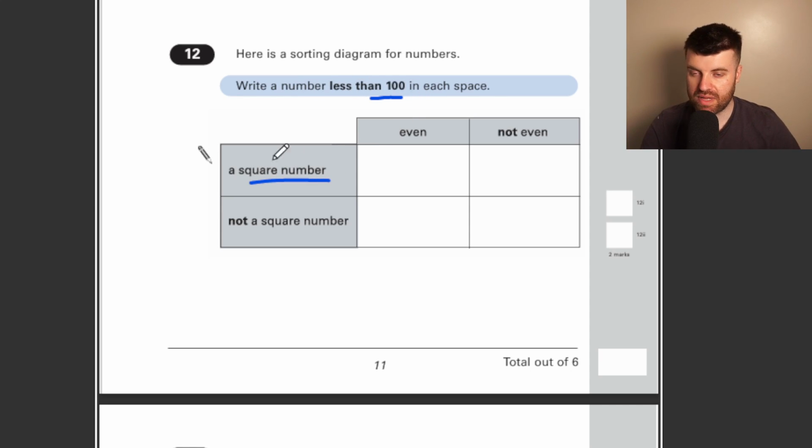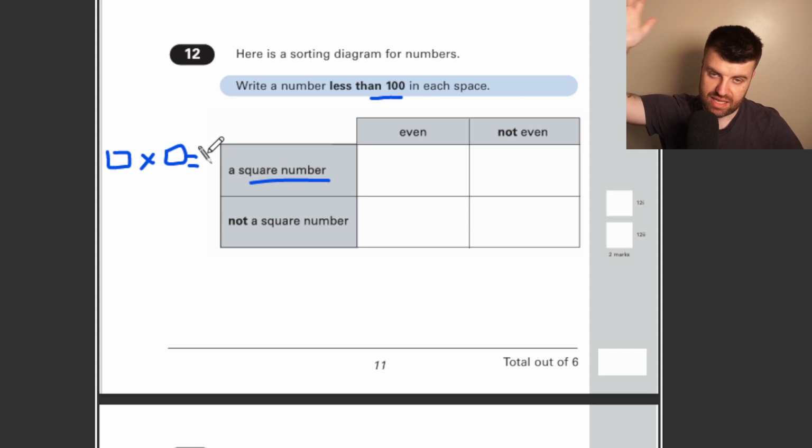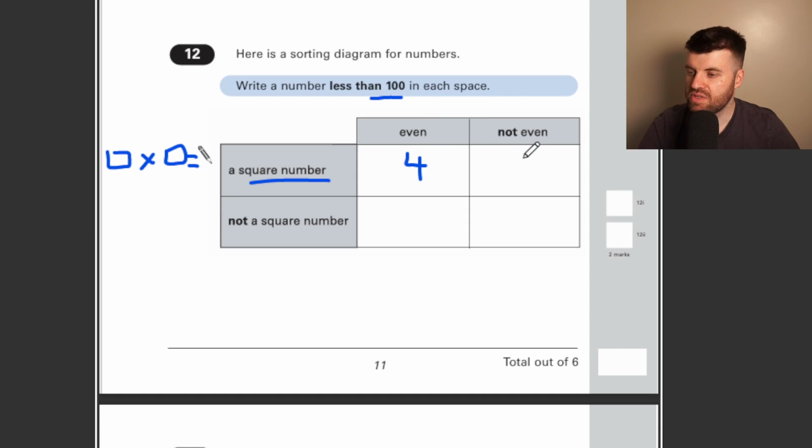A square number. Now a square number is the answer we get when we multiply the same number by itself. Okay, so we could get 1 is a square number, 4 is a square number, 9, etc. 3 times 3, 4 times 4, 5 times 5. I want an even square number, so 2 times 2 is 4. I want a not even square number, 3 times 3 is 9, so we've done the top half.